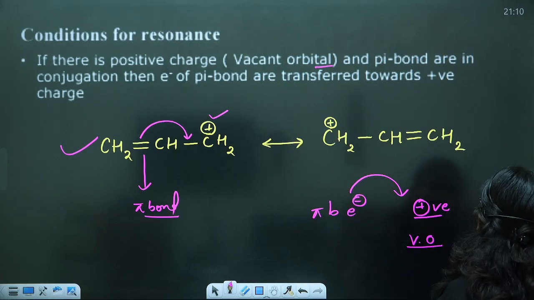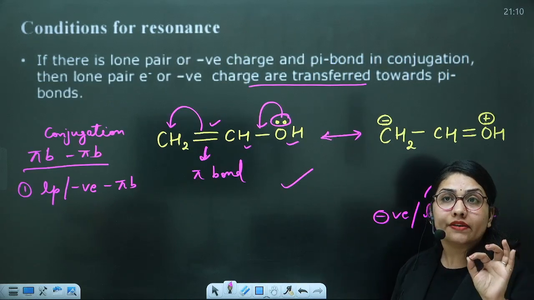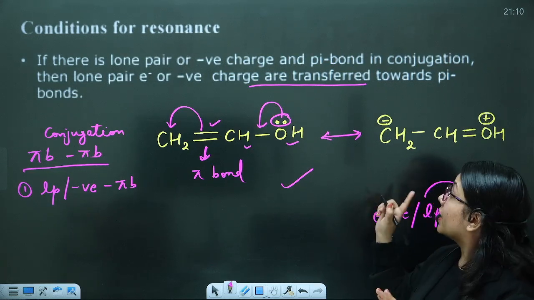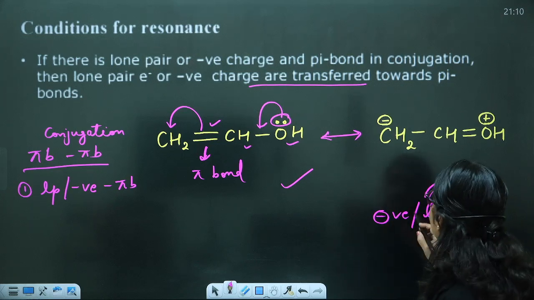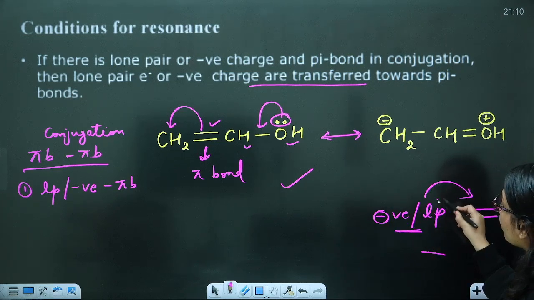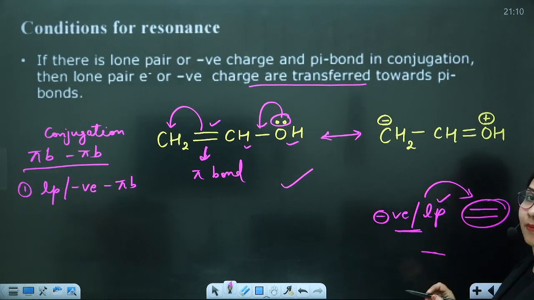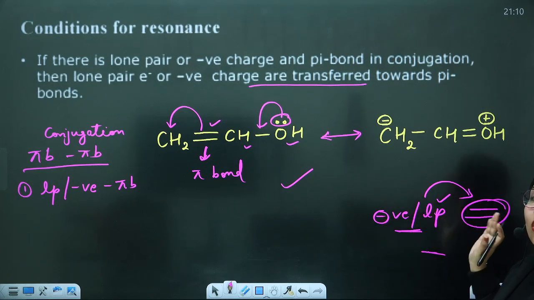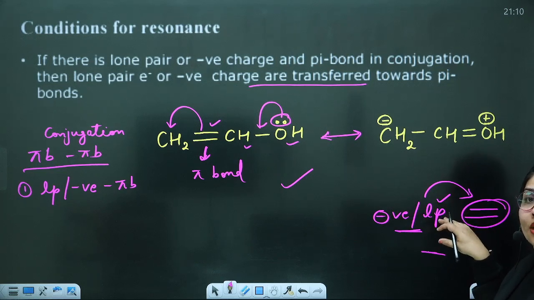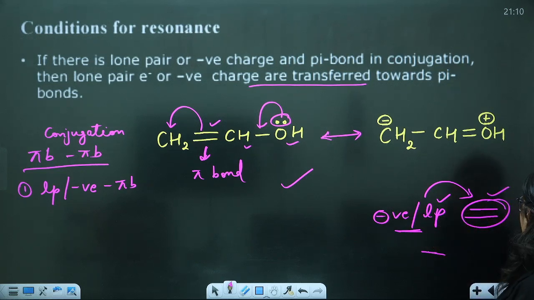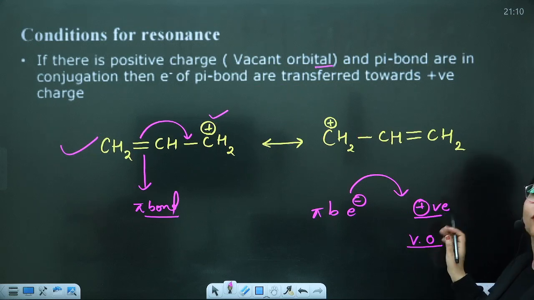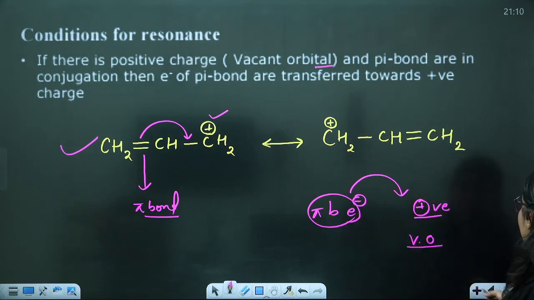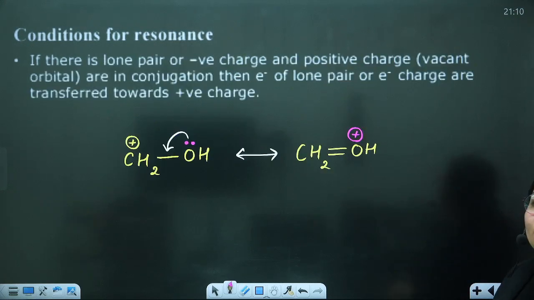In the previous slide we studied the negative charge and the pi bond, okay. Here the case is reverse. There, you transfer the negative charge or lone pair electrons to the pi bond. Here you are shifting the electrons from the lone pair to the pi bond. But in the case of a positive charge it is different. From the pi bond we are shifting the electrons to the positive charge, okay.